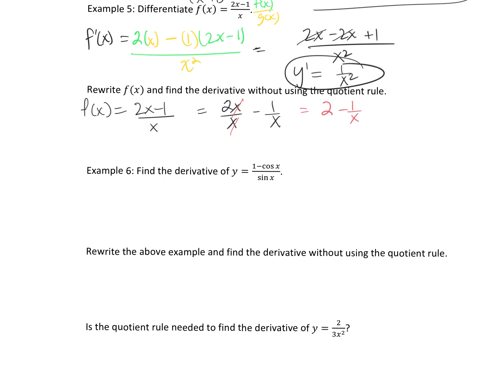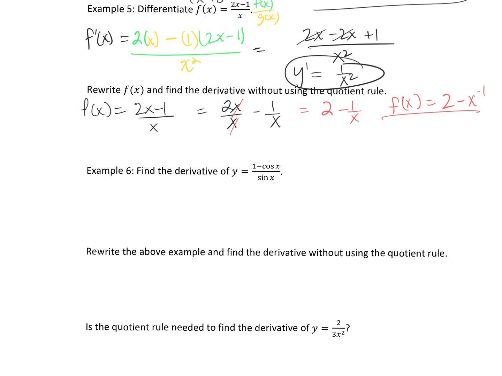Well, I can't take the derivative when I have anything in the denominator like that, because I don't have the quotient rule like when we did it before. So my function that I'm going to take the derivative of is 2 minus x to the negative 1. All right. So this is the function I'm going to do.